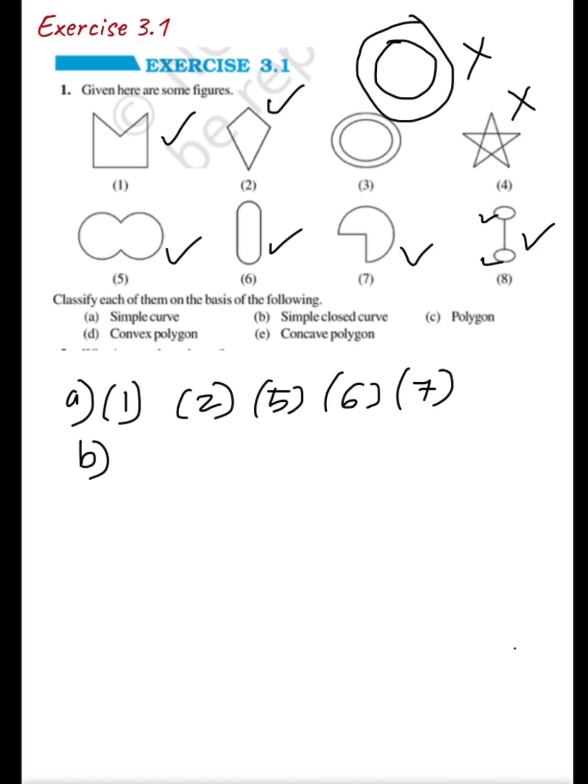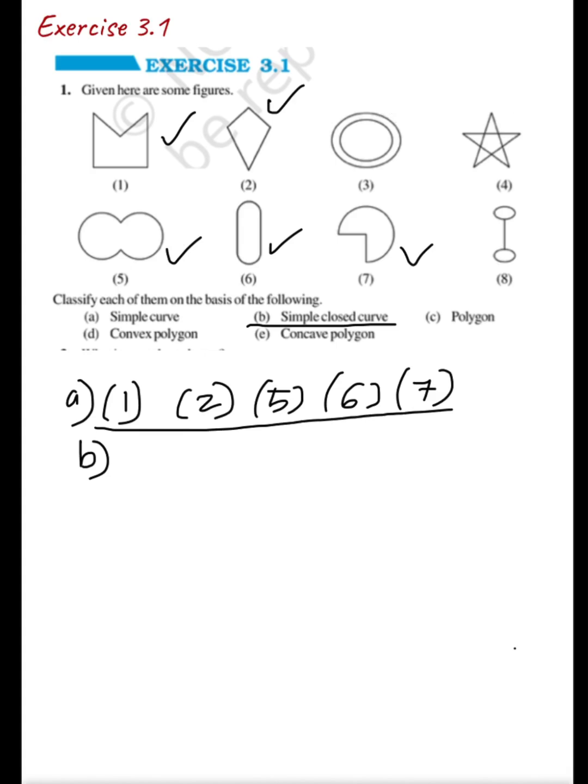Now what is the second one? Simple closed curve. That's the second question. We have already sorted the simple curves, that is 1, 2, 5, 6 and 7. So among those curves we have to just identify the closed ones. Now you need to identify only the closed curve. Let's see one by one.